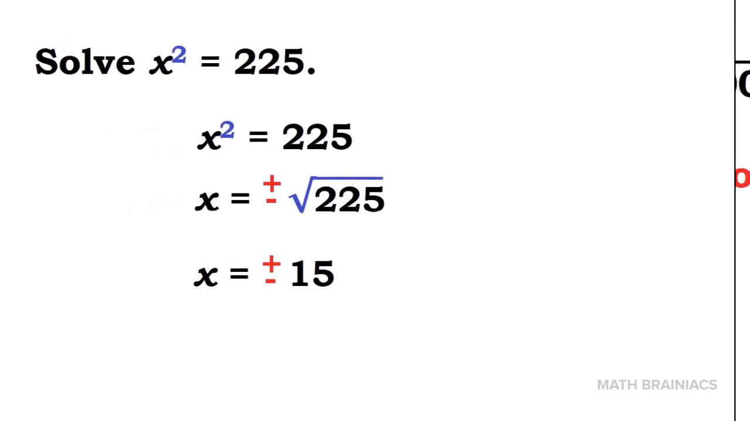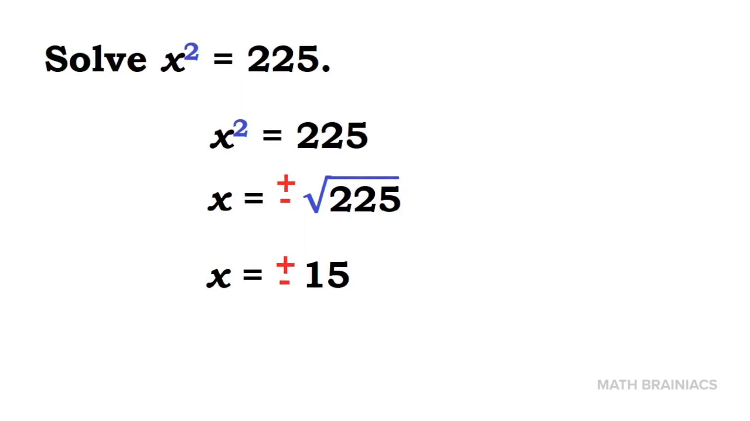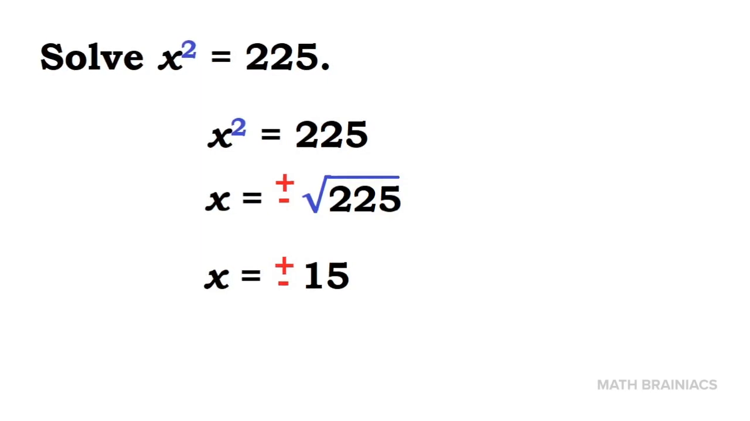Okay? In solving an equation like x squared is equal to 225, you're going to have a negative and a positive answer. Like this example, x squared is equal to 225. Accordingly, x is equal to plus and minus 15. Remember that.